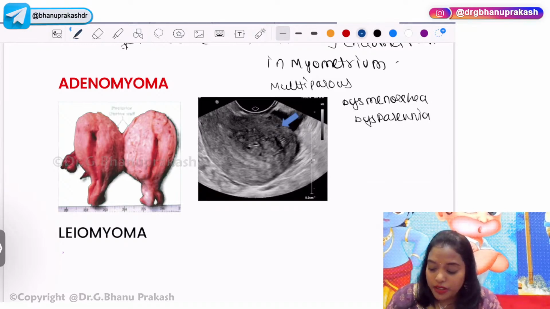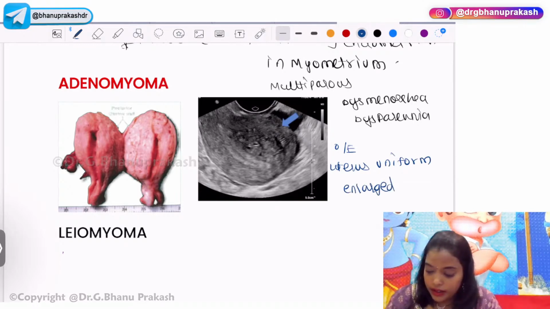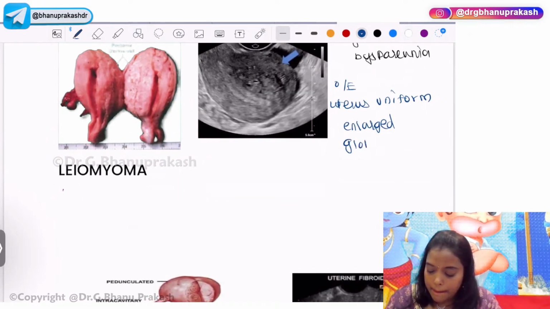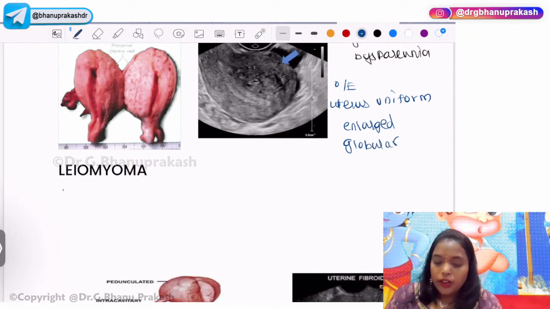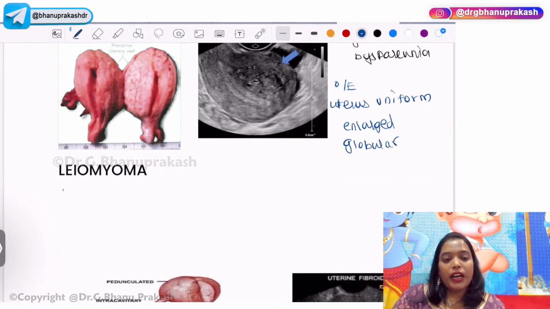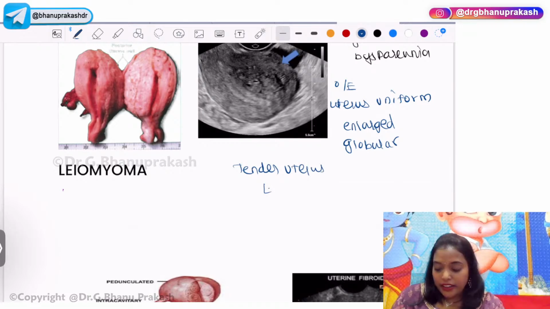On examination, uterus will be uniformly enlarged, globular, and it is a tender uterus. And this tender uterus, we call it as Halban sign.